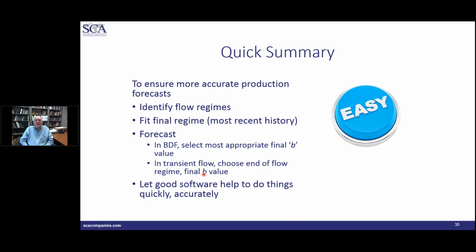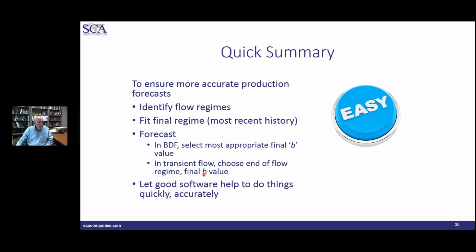Many analysts are more conservative than this and will choose a B of 0 for that final flow segment. I can't argue with conservatism, but I will say that in my opinion, I don't think it's necessary to use a final B of 0. I think we can have a higher B and with good conscience report a somewhat larger value for remaining production.